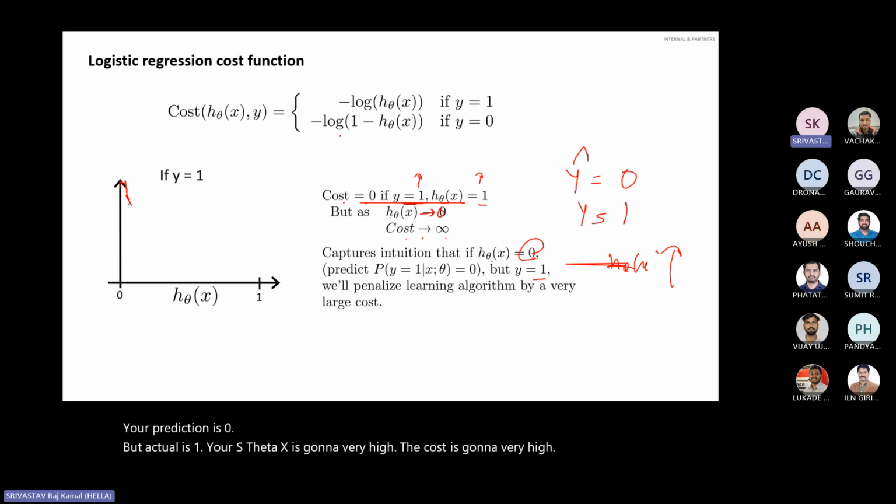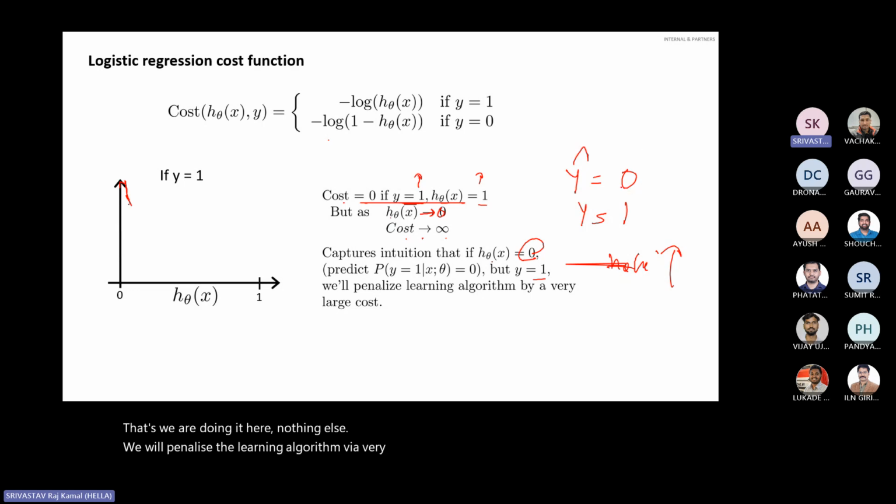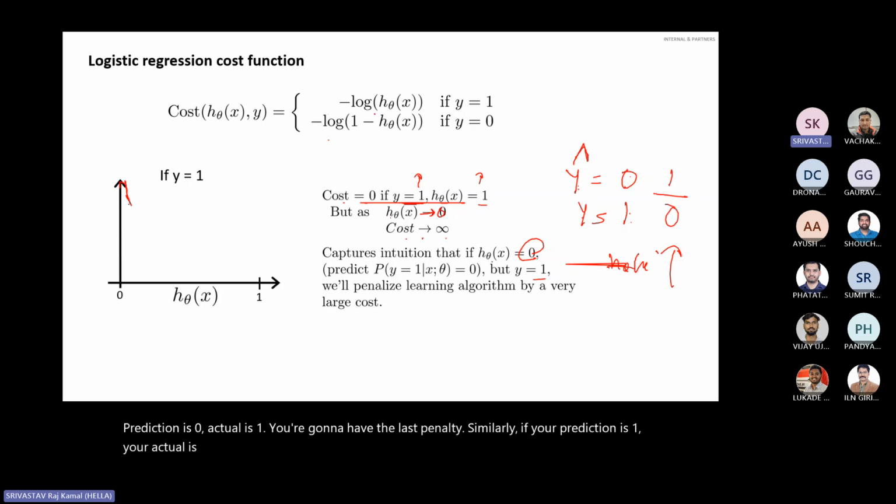That's what we are doing here, nothing else. We will penalize the learning algorithm by a very large cost if you are doing otherwise. Your prediction is 0, actual is 1, you're going to have the large penalty. Similarly, if your prediction is 1 and your actual is 0, you're going to have the large penalty. That part is getting captured here in this cost function, and that's what we want to reduce.